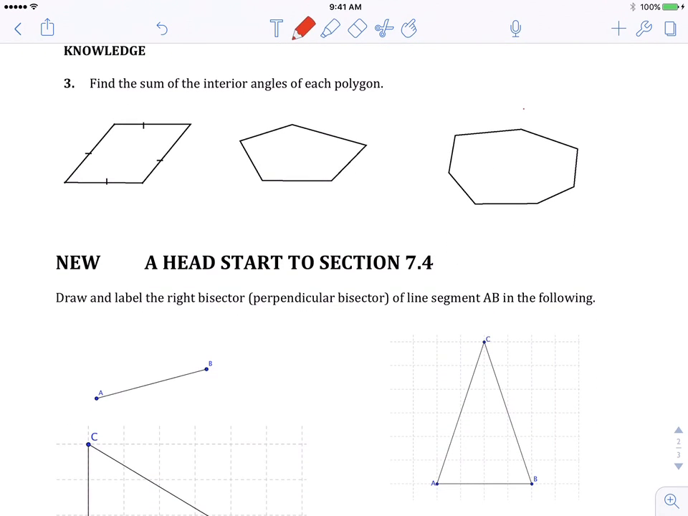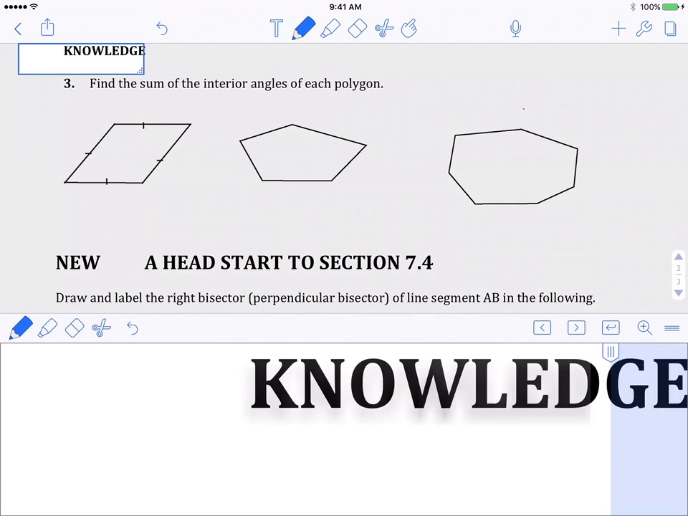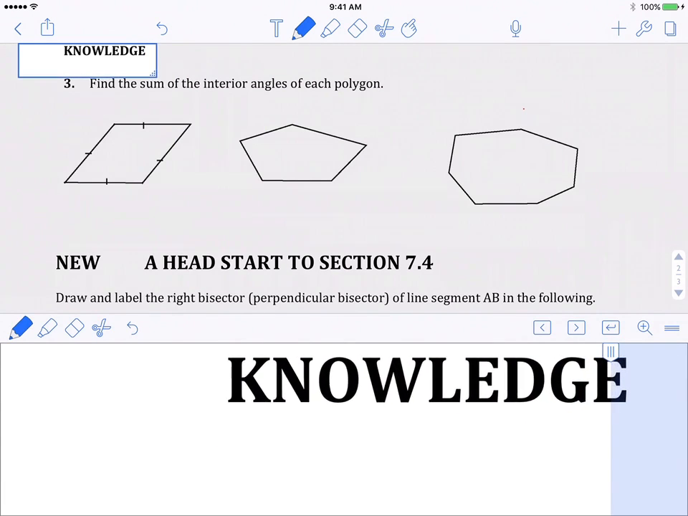Find the sum of the interior angles of each polygon. So let's try that. We have a four-sided shape here.